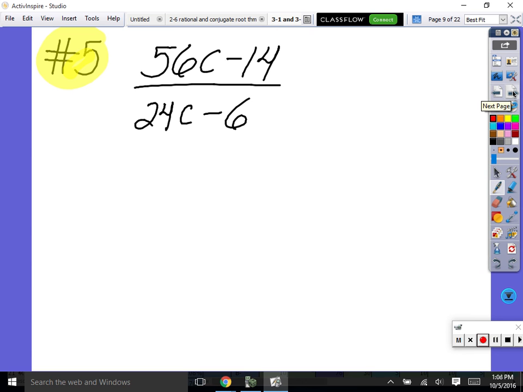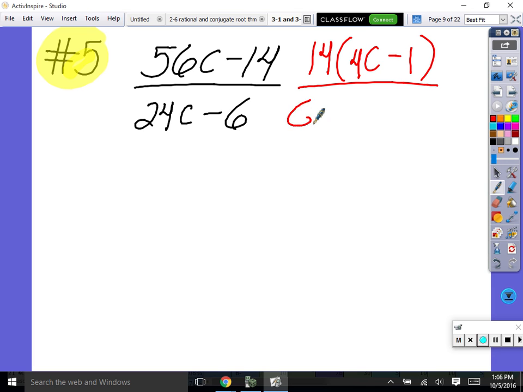Number 5, on top, it's not quadratic, so aren't we factoring out greatest common factor? Do they both divide by 14? Yep. Let's pull out a 14. We've got to factor out the greatest common factor, so then left is 3, let's see, 14. What is that? 56 divided by 14. Okay, 4c minus 1. And then on bottom, what's the greatest thing in common? A 6, right? And left is 4c minus 1. Is everybody feeling good? Back to the top, back to the bottom.